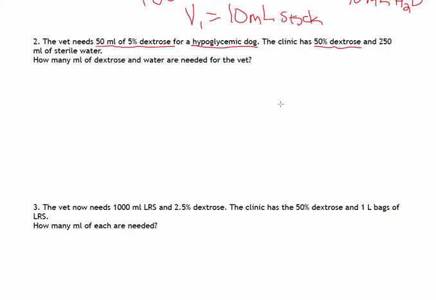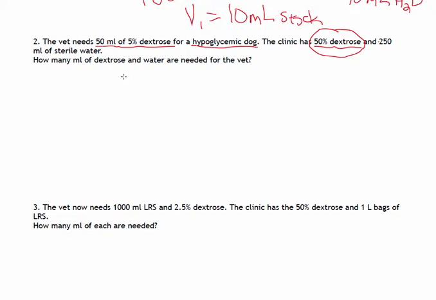This is somewhat extraneous or extra information, but the problem says that you have 250 milliliters of sterile water. It doesn't mean you have to use all of that. It just means that when you dilute this concentrated solution, you're going to need some sterile water because you're probably going to deliver this by an IV, but you don't necessarily need all of it. You'll probably only use a portion of it to dilute your dextrose down to 5%.